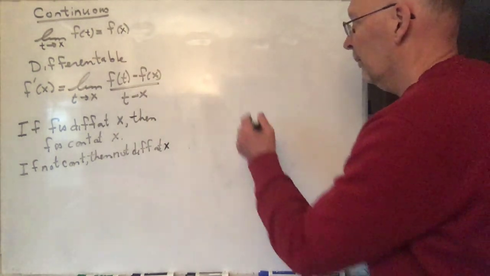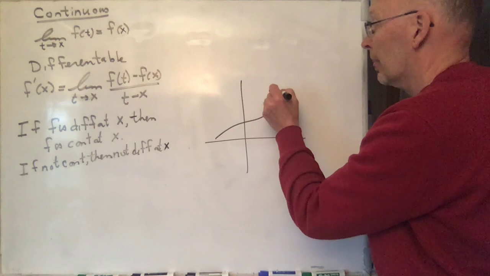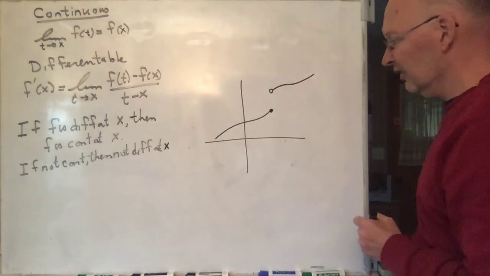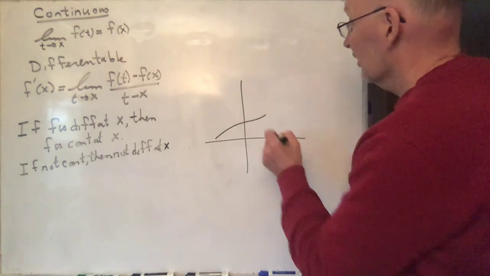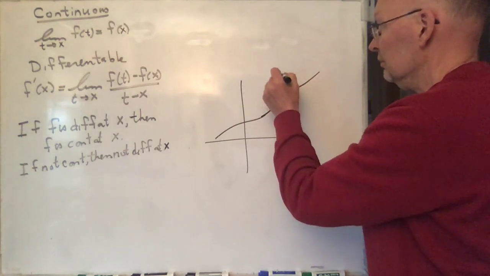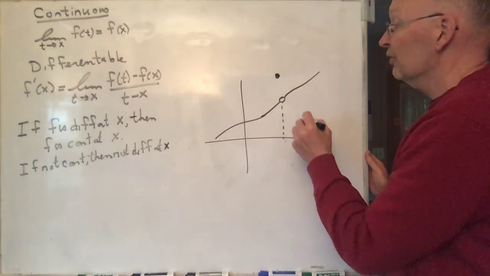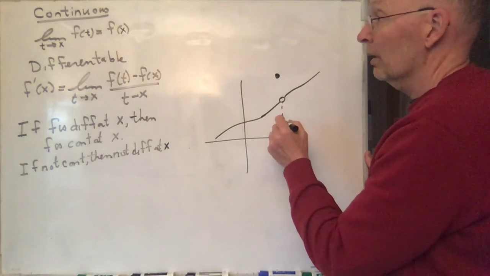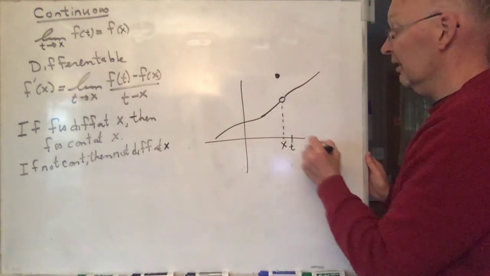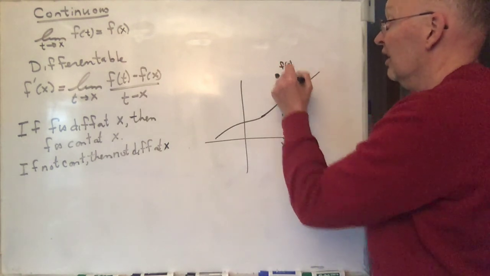Another way of thinking of it by way of a picture is that if you have something like this, and you want the derivative at this point, let's even make it easier. So say it's up here. Okay, so then what happens as you take the limit of this quantity? Here's x right there. Here's t right here. So here's f of t. Here's f of x.